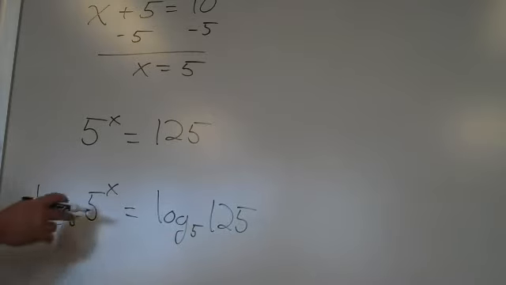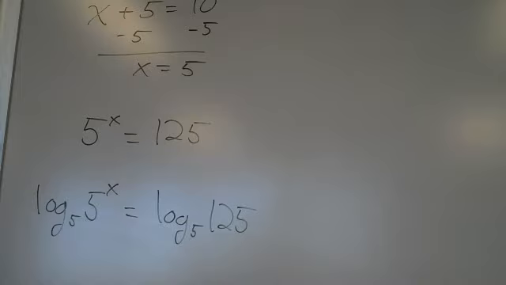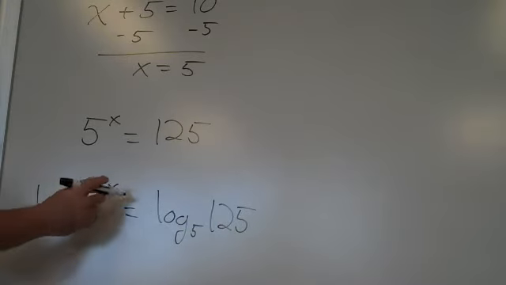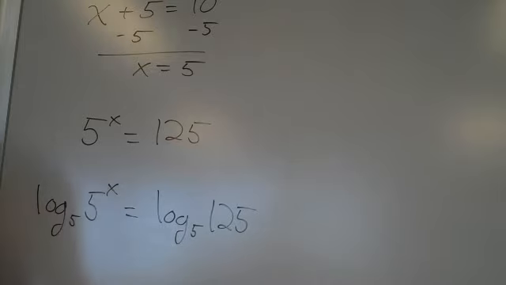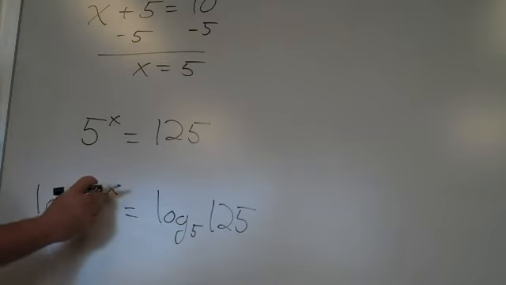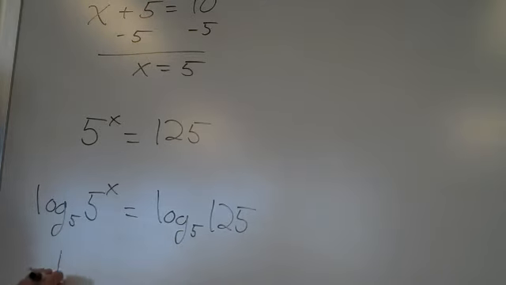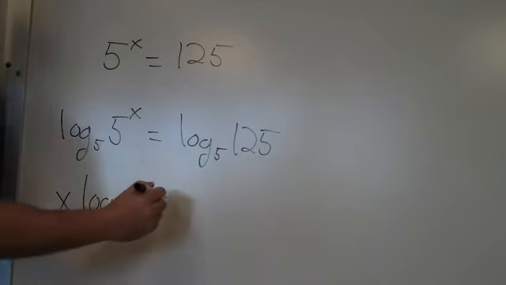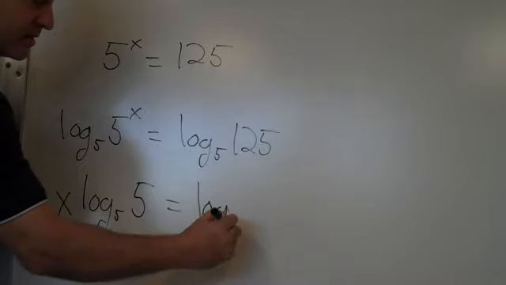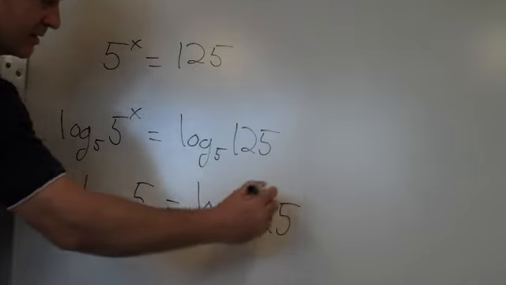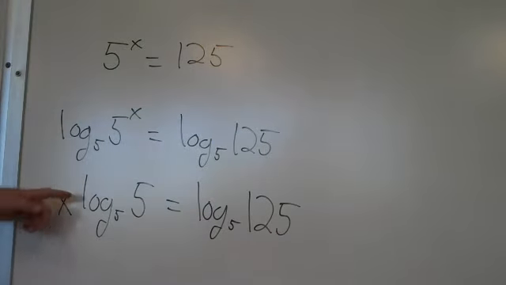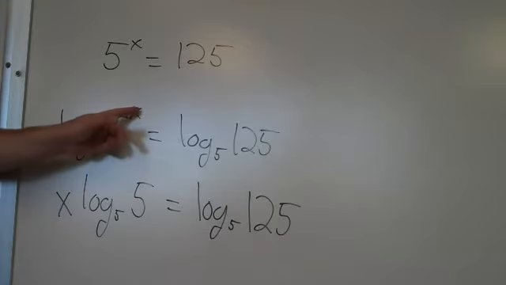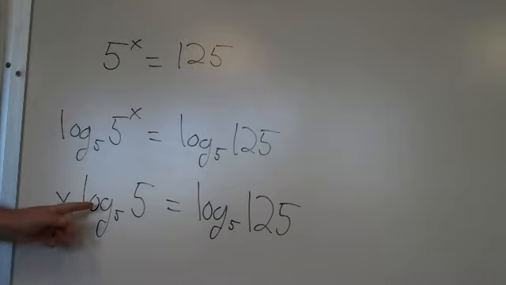So what we would do is something like this. You take the log base 5 of both sides, okay? Now, this is an exponent. Based on this rule I just gave you, I can take that exponent and bring it down to here. Okay? And I now have, instead of log base 5 of 5 to the x, x times log base 5 of 5.